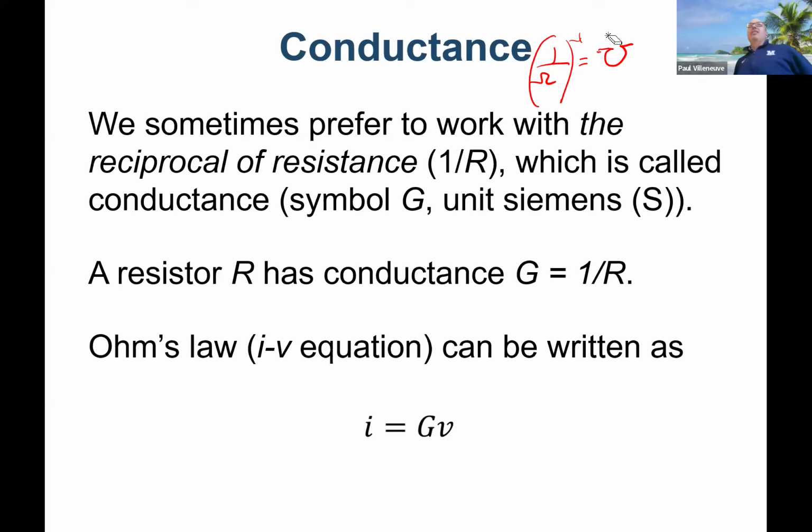And conductance is how good of a conductor it is, right? So if you have a very high resistance, that means you have a very low conductance. If you have a very high conductance, that means it's a darn good conductor because the resistance is low.